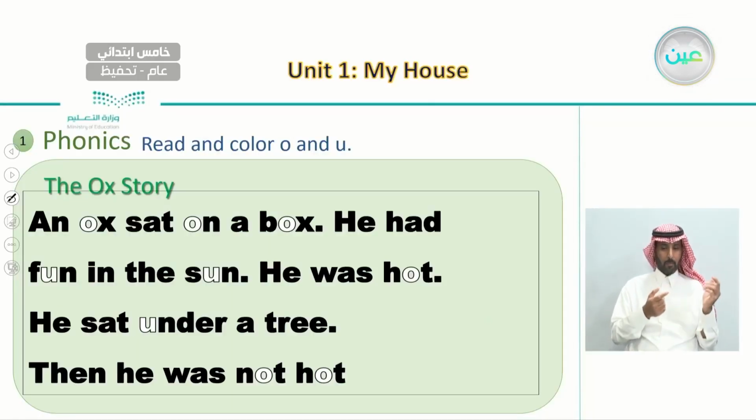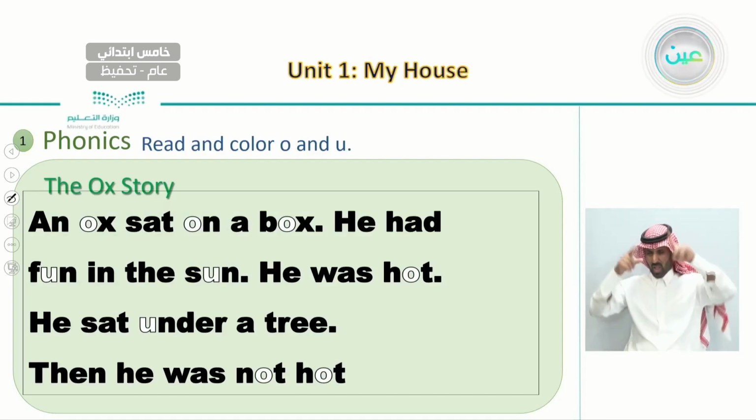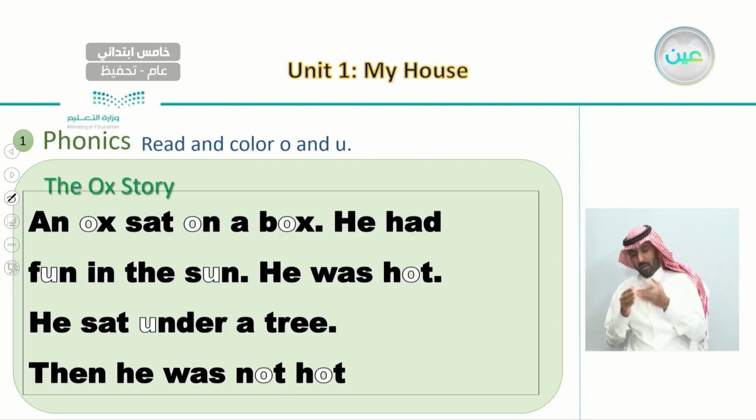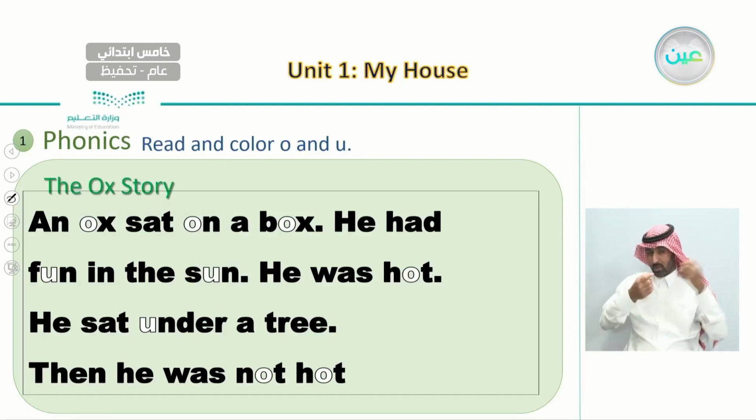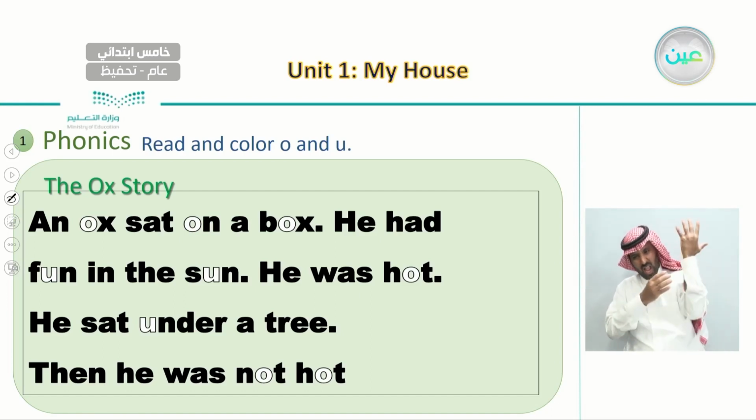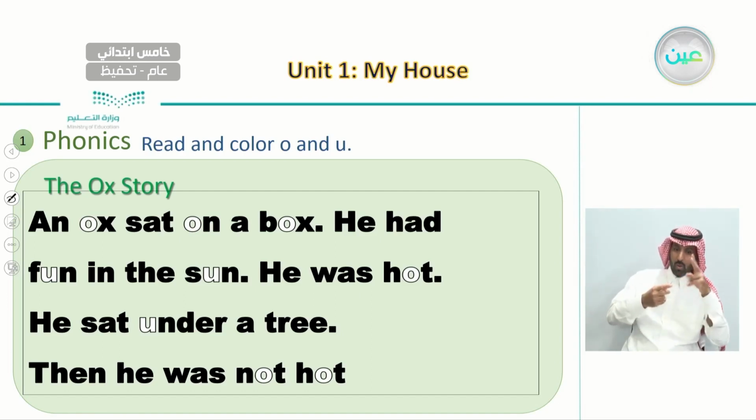The Ox Story. An ox sat on a box. He had fun in the sun. He was hot. He sat under a tree, then he was not hot.